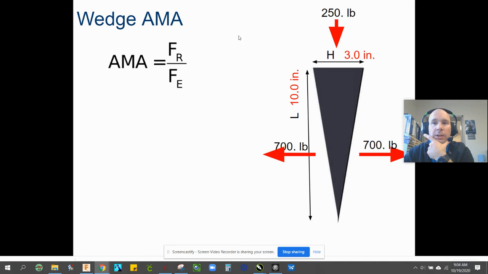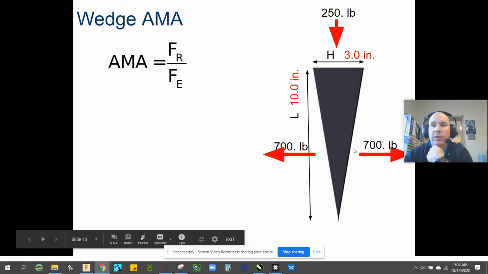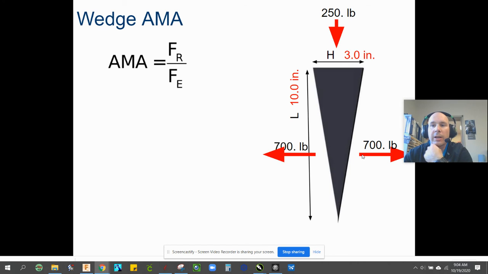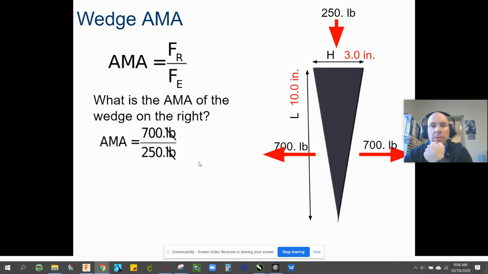AMA is the same thing as every other AMA: we're doing forces. It's a little confusing because you have 700 to the left and 700 to the right. However, we're only going to count that one time, because they're only figuring what goes in one direction, and it's the same going in the other direction. So don't add these together and come up with 1,400 pounds. 700 divided by my 250-pound smash with a hammer, and I come up with a mechanical advantage of 2.8 to 1.